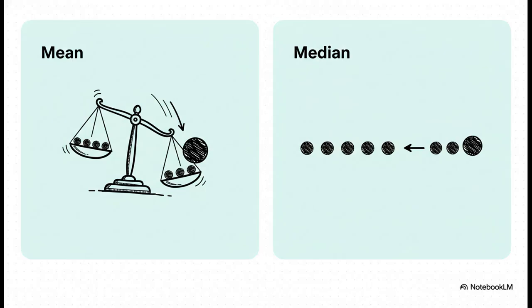And this is the key difference. That one giant salary, it would totally drag the mean upwards, making it look like the whole group is richer. But the median, it barely even notices. It just doesn't care about the crazy numbers at the ends. It only cares about that middle position. So if you want to know what's really typical, especially when you have some wild numbers in the mix, the median is absolutely your best friend.